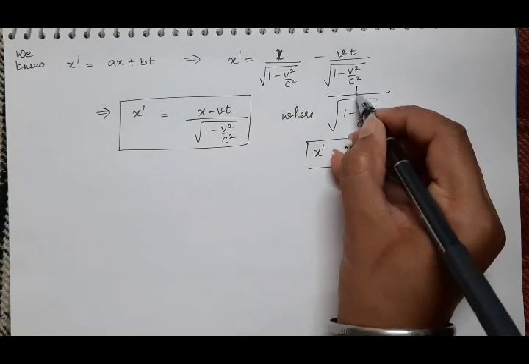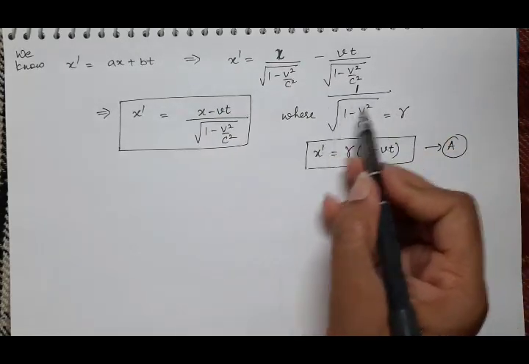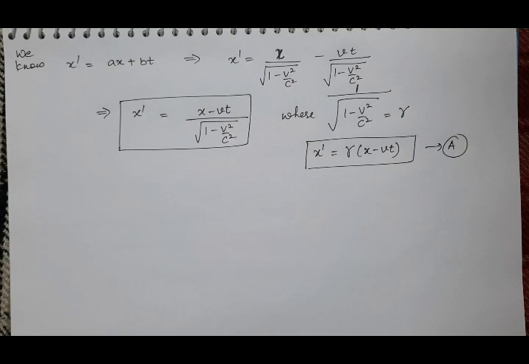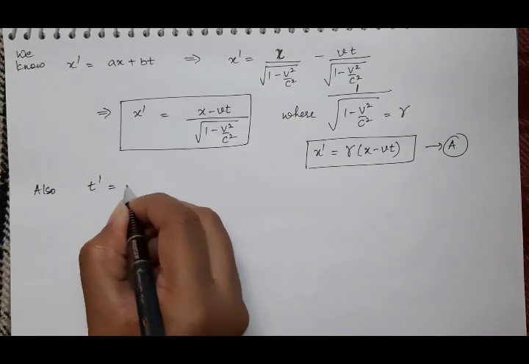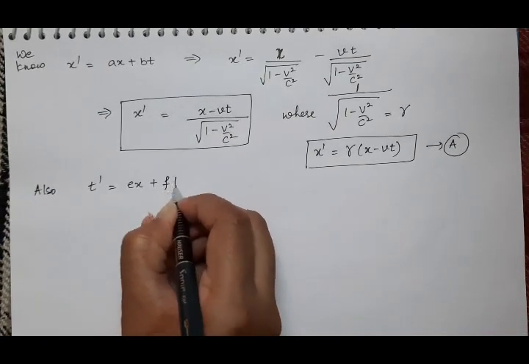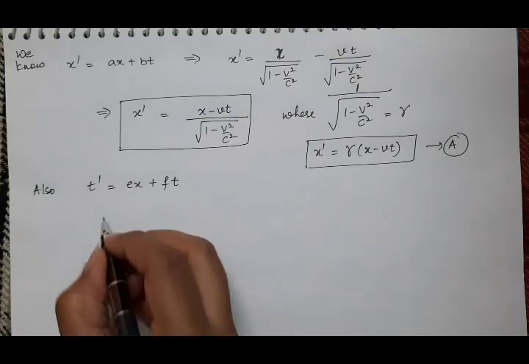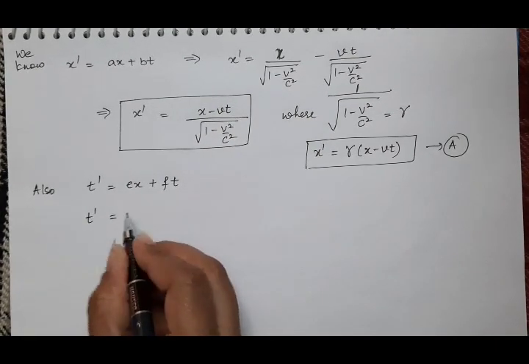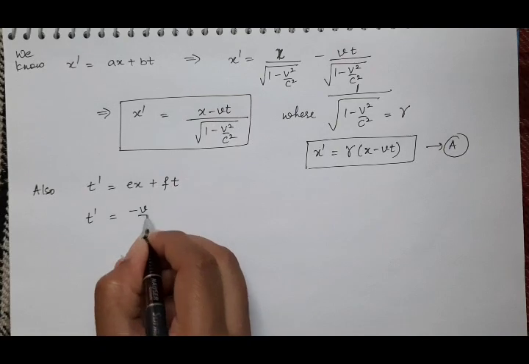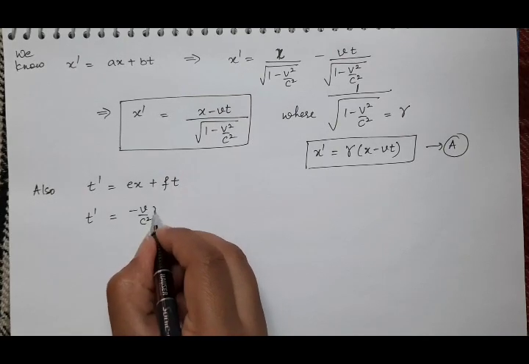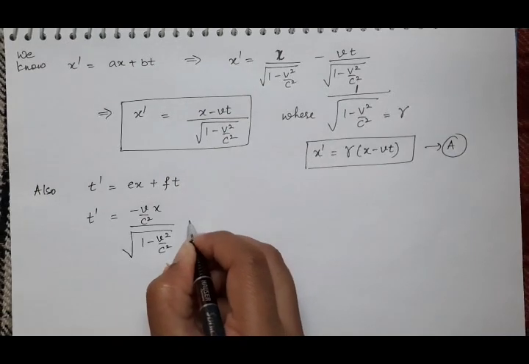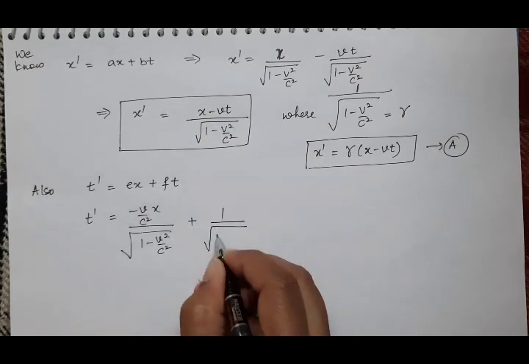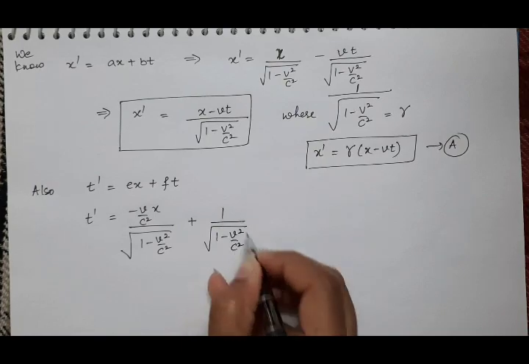This is 1 upon, where gamma is equal to 1 upon root 1 minus v square by c square. Now, also we know that t dash is equal to ex plus ft. So putting the values of e and f in this equation, what is the value of e? It is minus v by c square into this x divided by root 1 minus v square by c square, plus f is 1 by root 1 minus v square by c square into t.